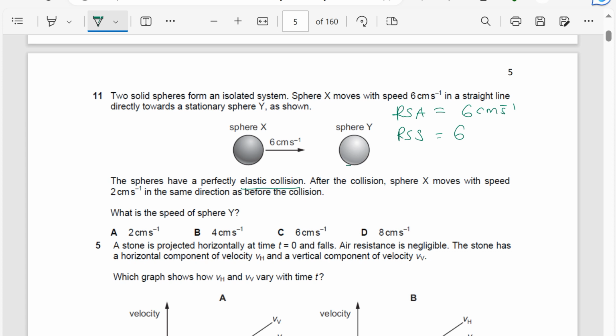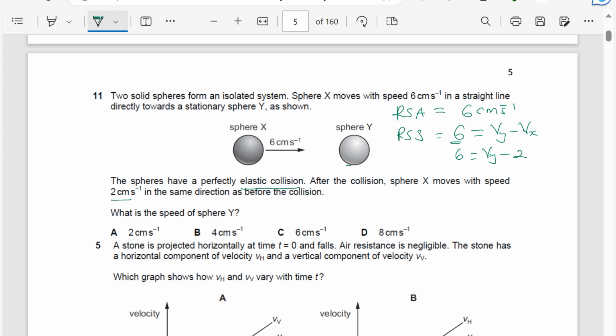should also be 6. But note that after the collision, sphere X moves with the speed of 2 centimeters per second in the same direction as before. So the 6 is going to be the final velocity of Y minus the final velocity of X, because the relative speed of approach should be the same as the relative speed of separation. That's why I'm bringing a 6 here. So the 6 is going to be the speed of Y after collision minus the speed of X after collision, which is 2.